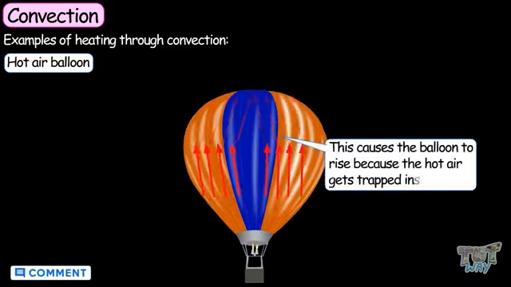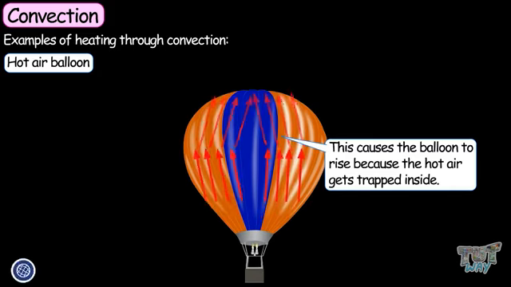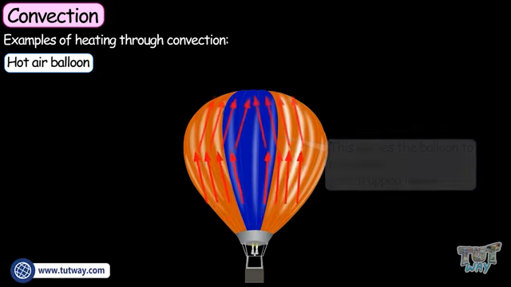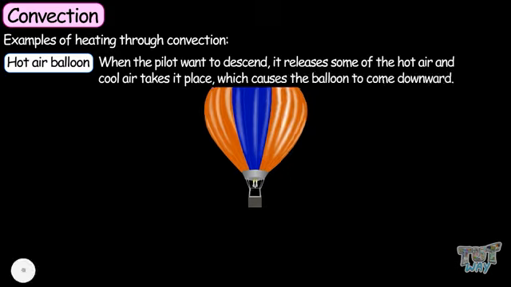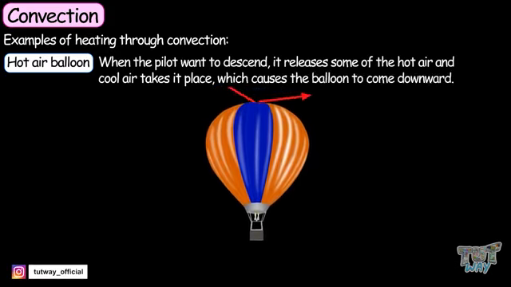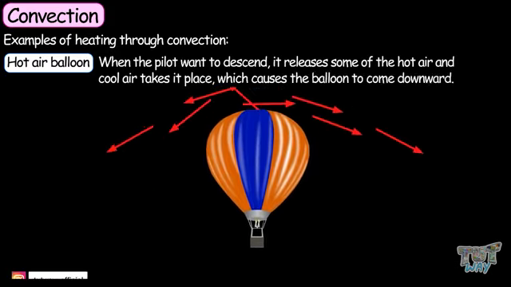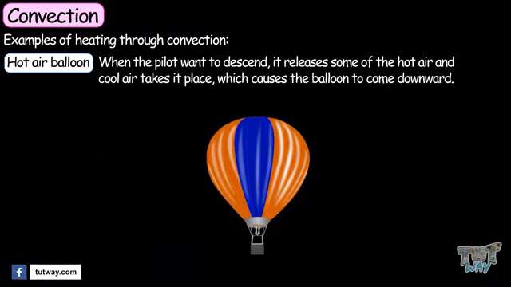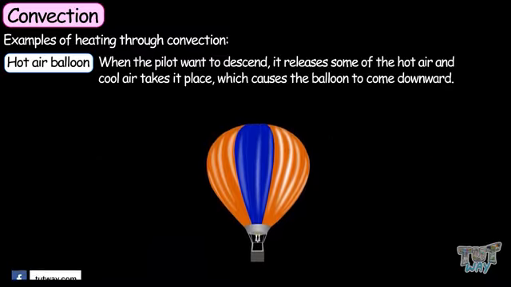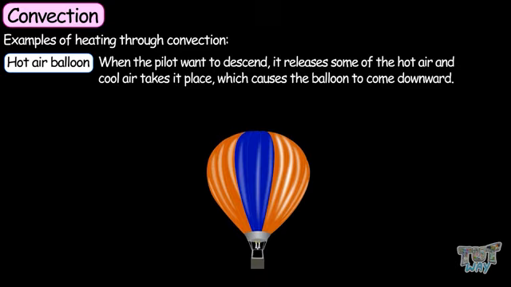This causes the balloon to rise because the hot air gets trapped inside, and when the pilot wants to descend or to come downward, he releases some of the hot air, and cool air takes its place, which causes the balloon to come downwards. This was about convection.